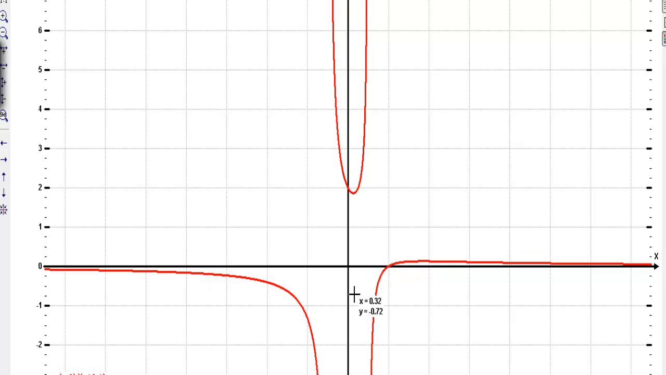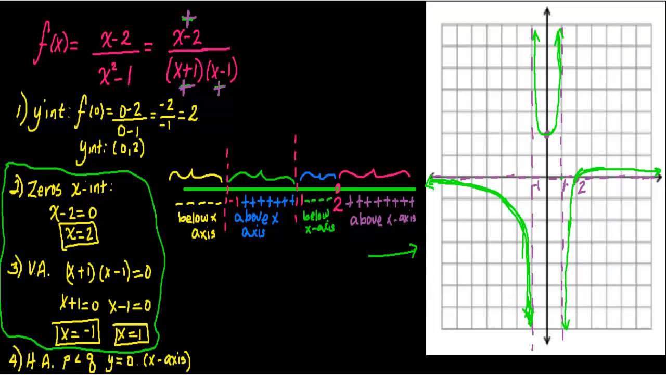So this is very similar to what I drew, right? Let's go back to what I drew. Here it is. Where is it? Right here. There it is. Okay, so it's a pretty good sketch.